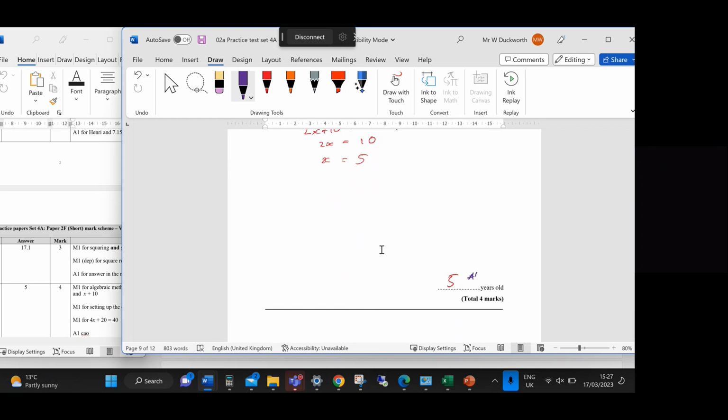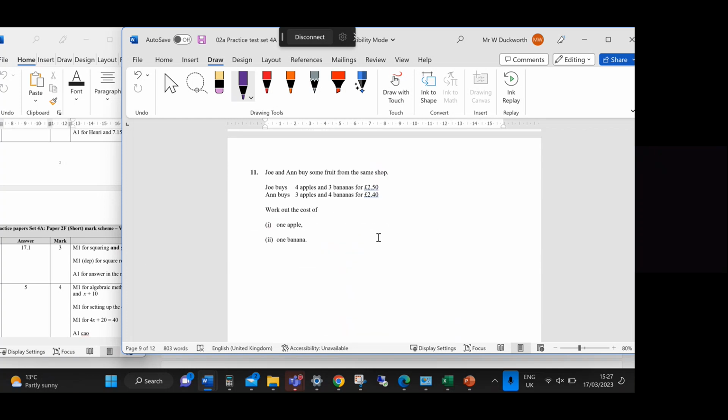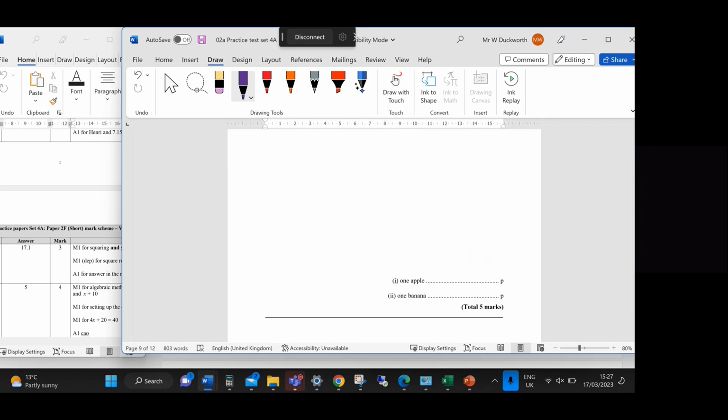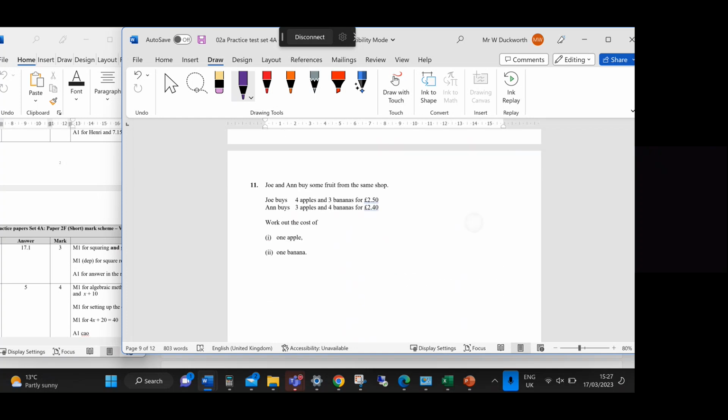Okay, next question then. So for this one, you're told Joe and Anne buy some fruit from the same shop. Joe buys 4 apples and 3 bananas. Anne buys 3 apples and 4 bananas. Work out the cost of 1 apple and 1 banana. We got 2 spaces. We have, okay.